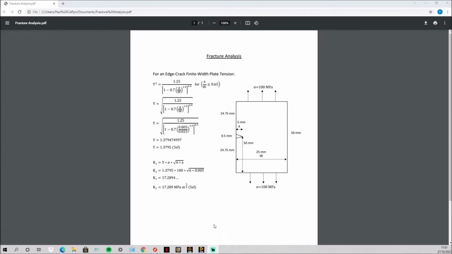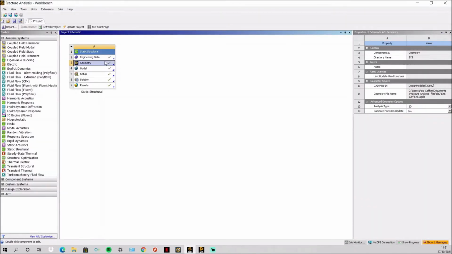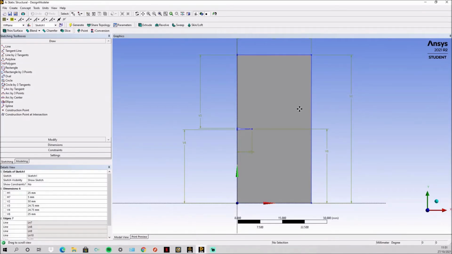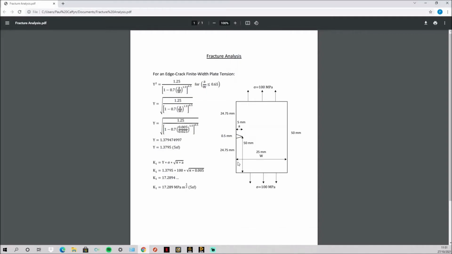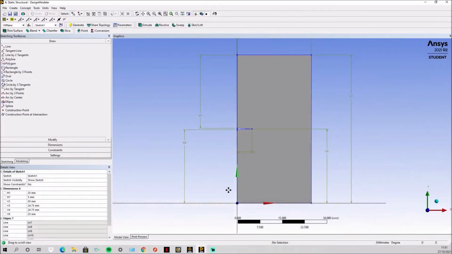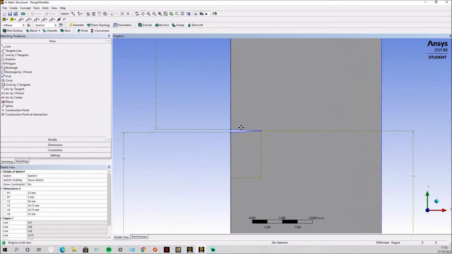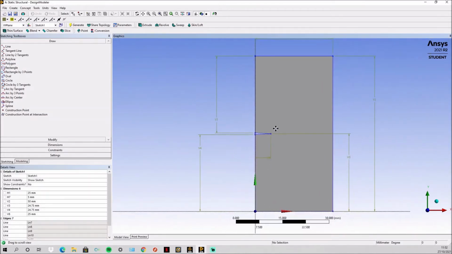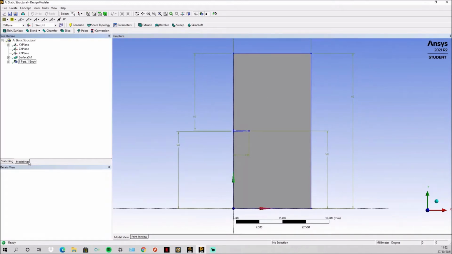Now we put this into Ansys. First we go into geometry and make sure the analysis is 2D. We then create the sketch of the plate with these dimensions here, which are the same as the dimensions shown here. It's quite simple to create. You only have to make sure that this crack is the exact geometry that it's meant to be, as this will have a big impact on the stress. You then simply create a surface from this sketch, then you're ready to go into Ansys Mechanical.